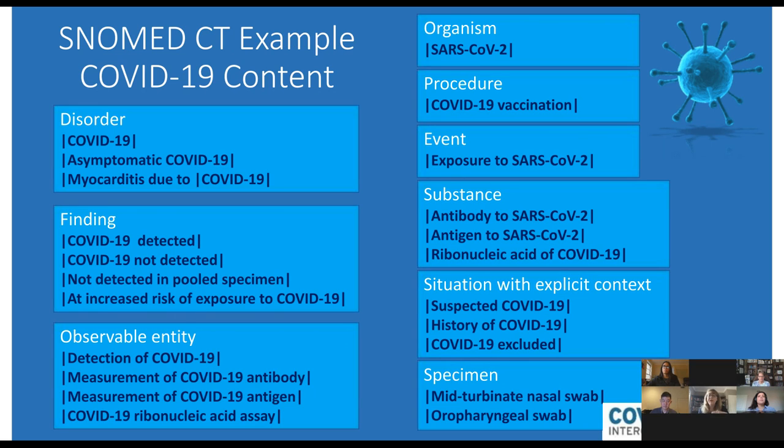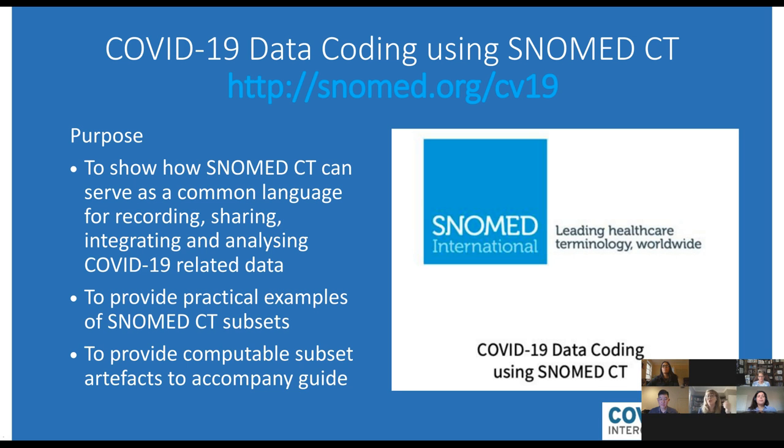We also have observable entities such as detection of COVID-19, measurement of COVID-19 antibodies or antigens, and COVID-19 ribonucleic acid assay. We have the SARS-CoV-2 virus organism, new procedures such as COVID-19 vaccination, events like exposure to SARS-CoV-2, substance such as antibody, antigen, and the ribonucleic acid of COVID-19. We have situations such as suspected COVID-19 or history of COVID-19 or COVID-19 excluded. And we also have new specimen types that are used in the testing of COVID-19, like the mid-turbinate nasal swab and the oropharyngeal swab. And there are many other new concepts as well.